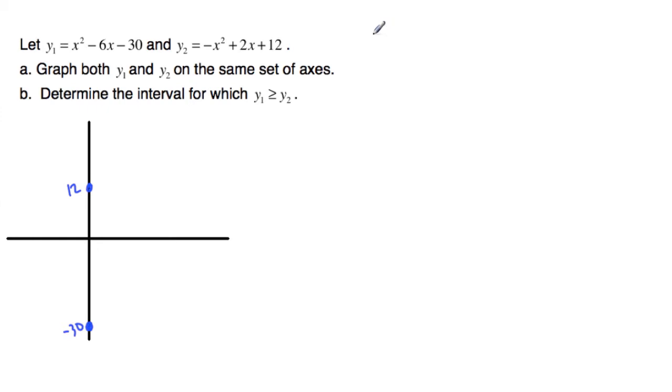So this first one, y1 equals x squared minus 6x minus 30. Take half of -6, which is -3, and square it, and we get +9. I just added 9 to this, I just moved it up 9 units, so I need to make sure I move it back down 9 units so I don't actually change anything.